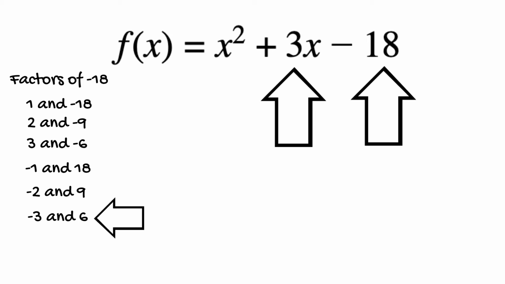Why positive 6 and negative 3? Because, of course, 6 plus negative 3, or 6 minus 3, is 3. And 6 times negative 3 is that last term, negative 18. So, boom, that's how you do it.